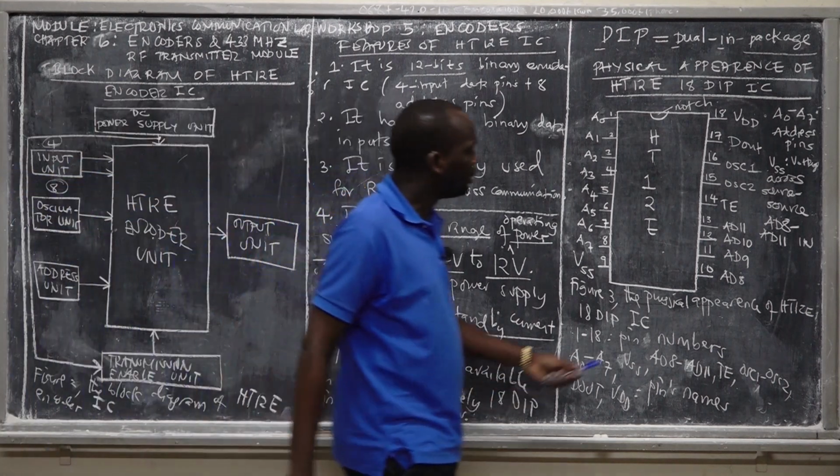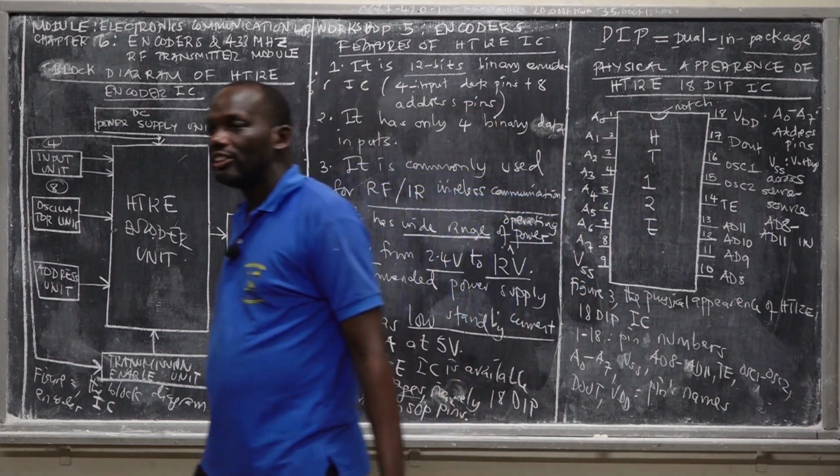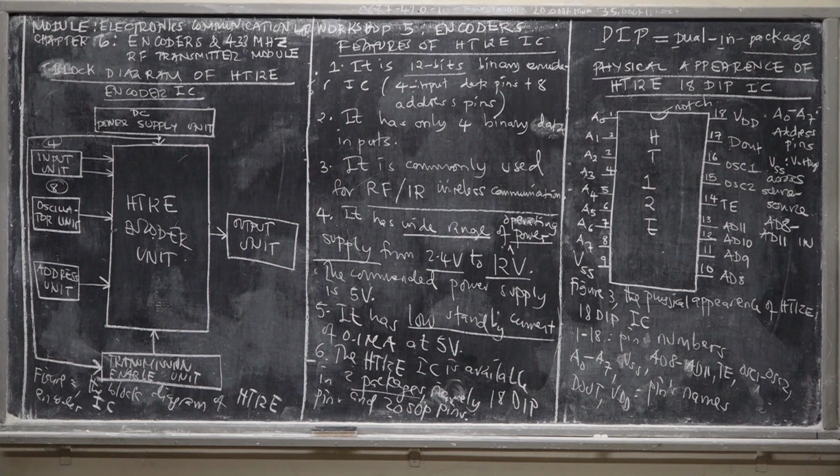Then we are here. TE. Say TE. TE is the pin we find in digital circuits whenever we are using that digital circuit for transmission. TE is an abbreviation of transmission enable. Say transmission enable.